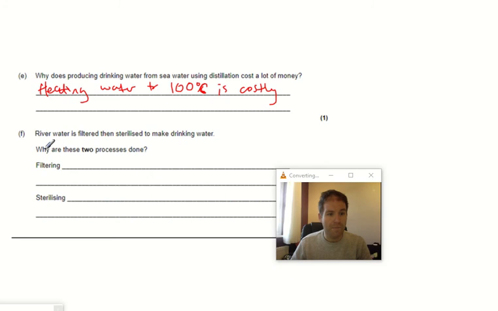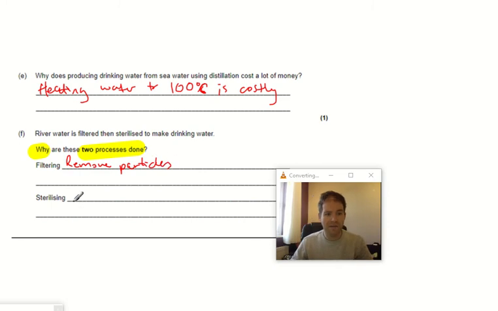Okay, next. River water is filtered, then sterilised to make drinking water. There are two processes done. Okay, filtering and sterilising. Why are the two? So why do we filter? So we filter it to remove bits. Okay, remove particles. Okay, we're going to remove the particles.